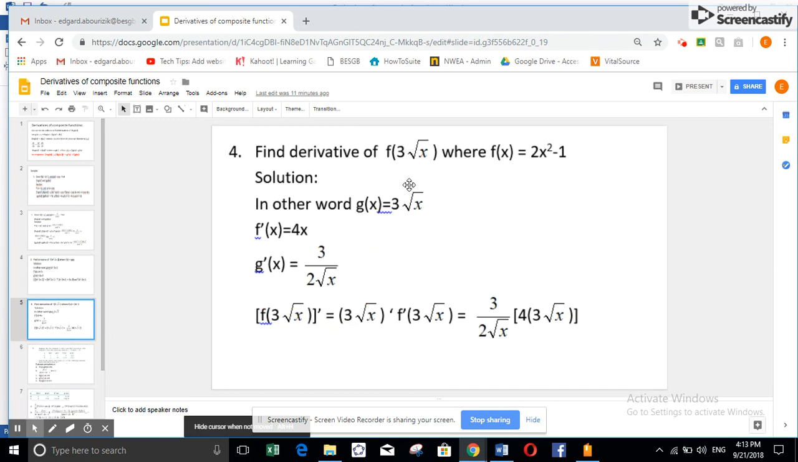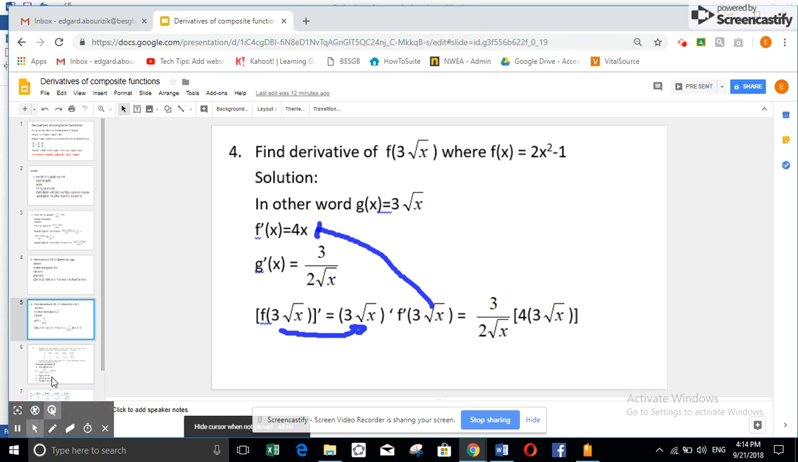Four, same story. I want to find the derivative of f of 3 radical x. So I name this g(x). Here I do the derivative of g(x), which is 3 over 2 radical x. I do the derivative of f(x), which is 4x. So I take this outside and do its derivative. I have it already, which is 3 over 2 radical x. And I go to f prime. This is f prime. I replace this x by 3 radical x. I get 12 radical x.